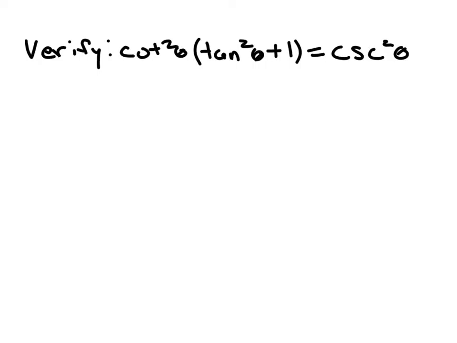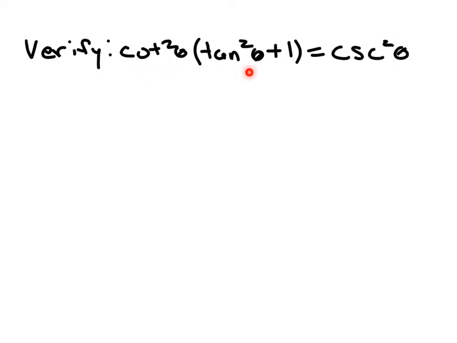In this problem, you're asked to verify that cotangent squared theta times the quantity tangent squared theta plus 1 is equal to cosecant squared theta. Now, again, the overall idea here is to choose one side or the other to start with, and you always start with the more complicated side, and then step by step transform that side into the other side of the equation.